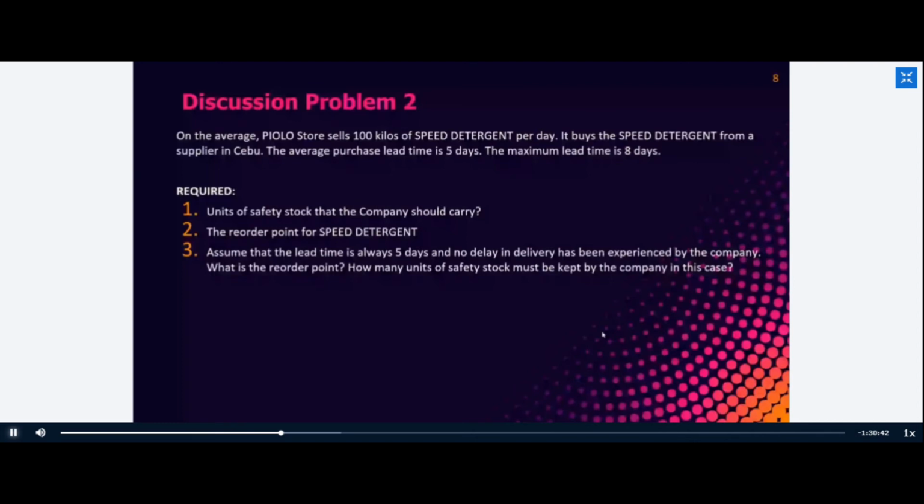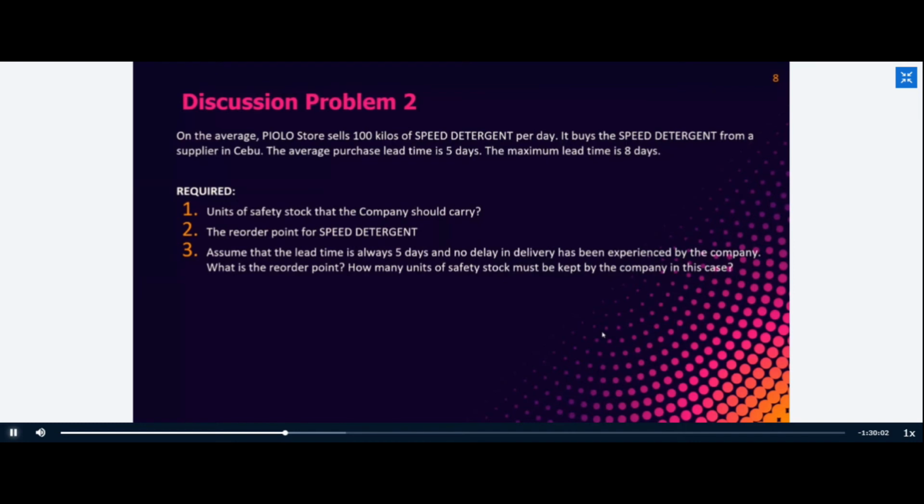Okay, let me read the problem. On the average, Piolo store sells 100 kilos of speed detergent per day. O, so naman pala, si Piolo pala nagbebenta ng speed detergent. So Piolo buys the speed detergent from a supplier in Cebu. Ayan, tignan mo ha. Si Piolo, sabihin lang natin naka-base dito sa Bacoor, Cavite. Ang supplier niya is from Cebu. The average purchase lead time is 5 days. So kada nag-o-order si Piolo ng speed detergent from a supplier in Cebu, it will take 5 days, no?